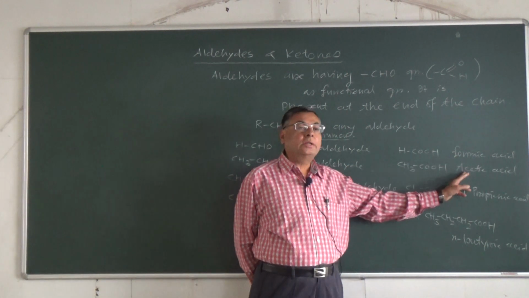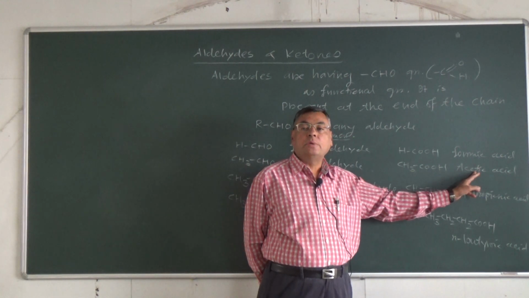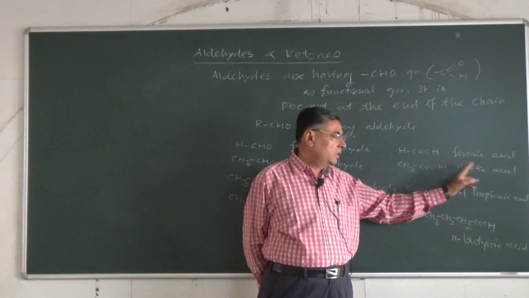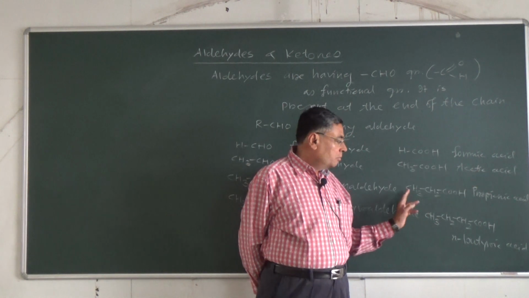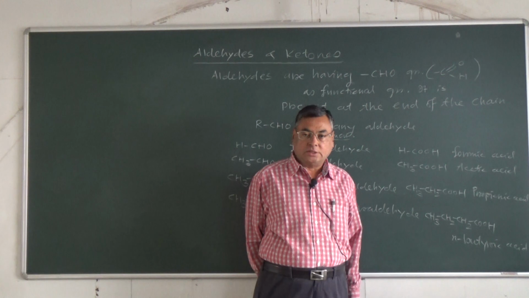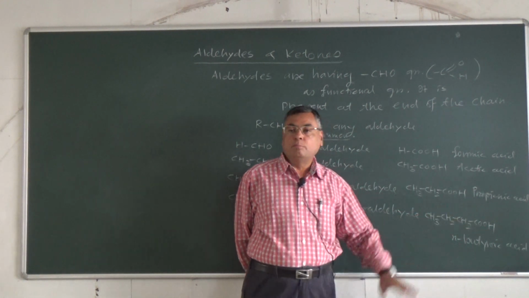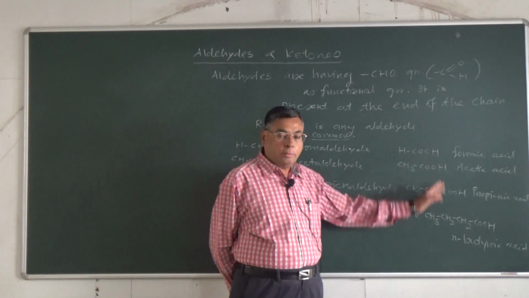Acetic acid is found present in acetum. Acetic acid is from acetum. Acetum means vinegar. It is present in vinegar. Therefore, it is called as acetic acid. Propionic acid derived from propane, as it contains 3 carbon. Butyric acid is found to be present in butter. Therefore, it is called as butyric acid. So, these are common names of acid.